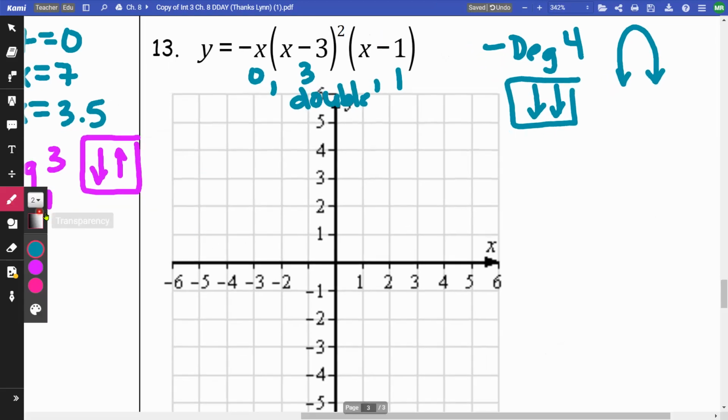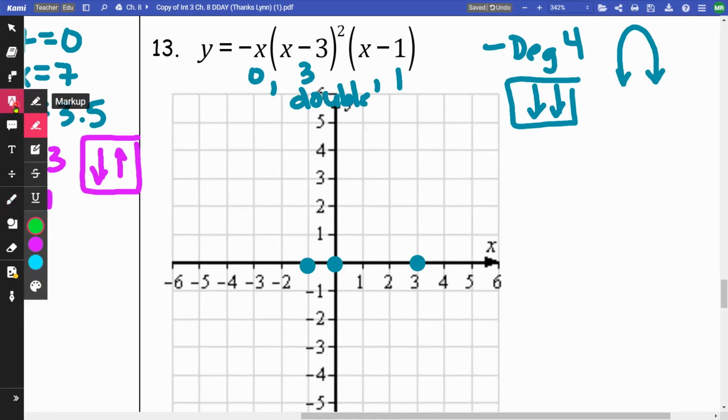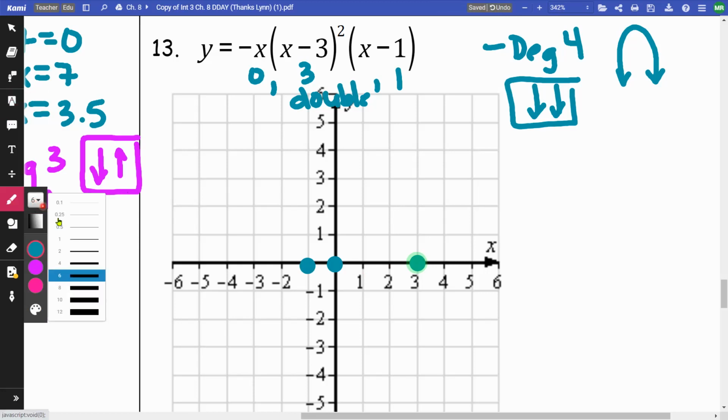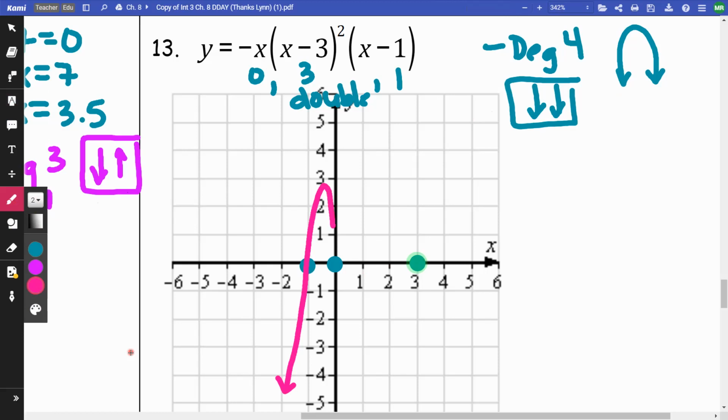So now when I'm plotting this, I go to 0. That's a single. 3 is going to be a double, and then -1. My double is 3, so I'm just going to highlight that so I focus on being careful there. Okay. So since this is a negative even, I'm going to be starting below. And I'm going to come and go through, and then here, since it's a double, it bounces off.